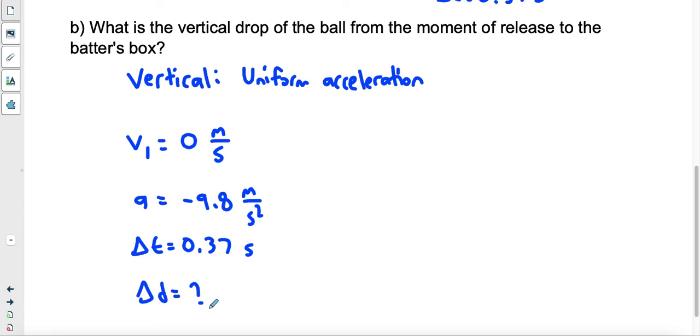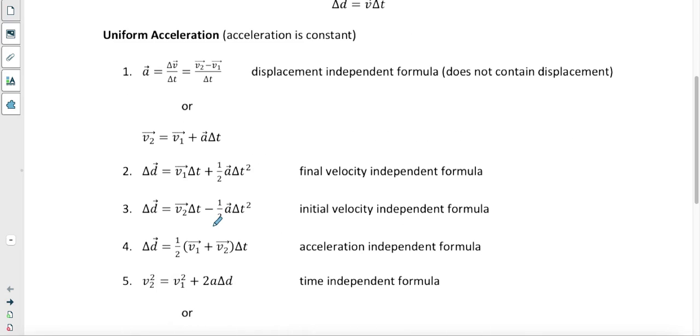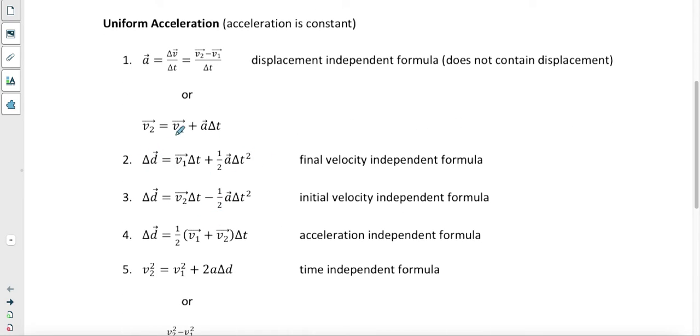So we're going to need to use one of our uniform acceleration equations here. If you look at this, you'll notice I'm not given the final speed, and I'm not trying to find it. So this tells me I'm going to want to use my final velocity independent formula. I'm going to want to use this formula right here, because this is the only one that does not include the final velocity.